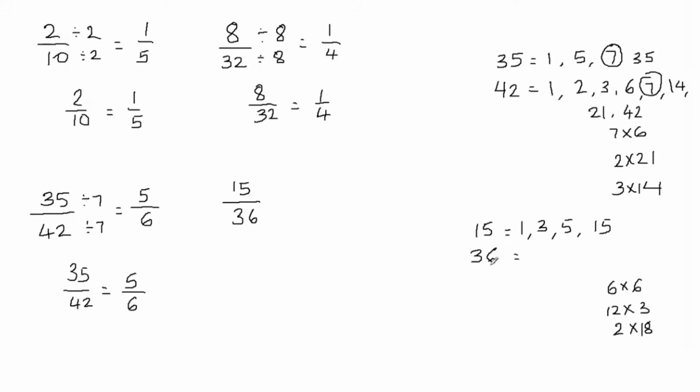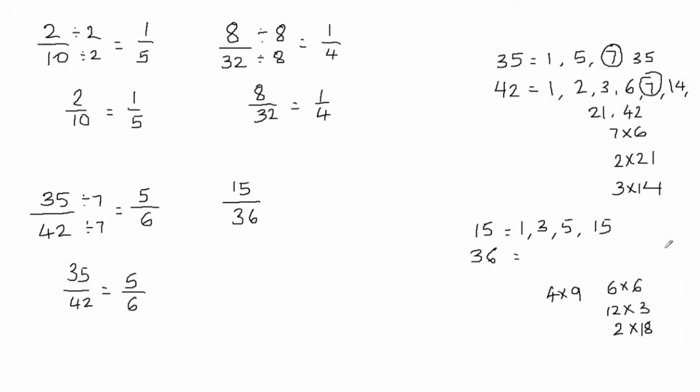Since 36 is an even number, it will be divisible by 2. So that's why I divided 36 by 2, and I got 18. So I've written 2 times 18 is equal to 36. 4 times 9 is also equal to 36. And I think that's it. Obviously, 1 times 36 is 36. So we're going to write that.